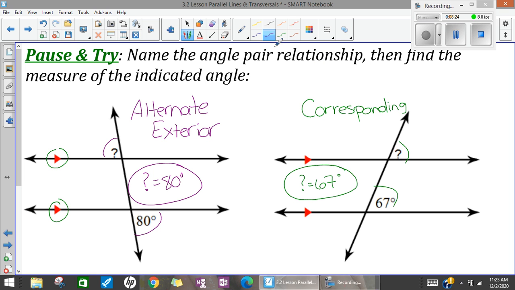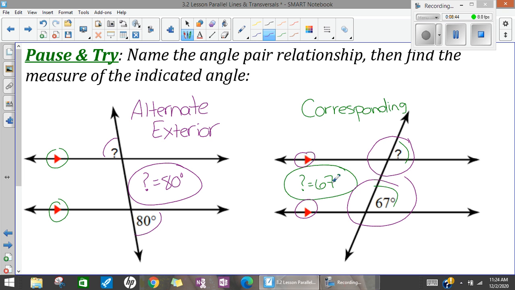This one over here, again, one of them's outside and one of them's inside those parallel lines. They're corresponding angles. They're both sort of the top right angle if I'm looking at those 4 and those 4. That means they're congruent. That means they're the same measure. That means that question mark is 67 degrees.